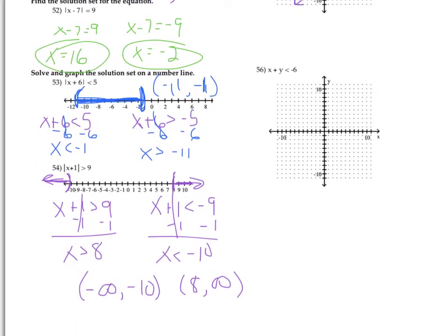For 56, we want to start off by solving for y. So we just take that x and move it by subtraction. Y is less than -x minus 6, so we go down to -6, which is like there-ish. Negative x is like -1 over 1, so that's down 1, right 1, so that's this way. It's not equal to, so that's a dashed line. And look, it's less than, so we shade below, which is this direction.